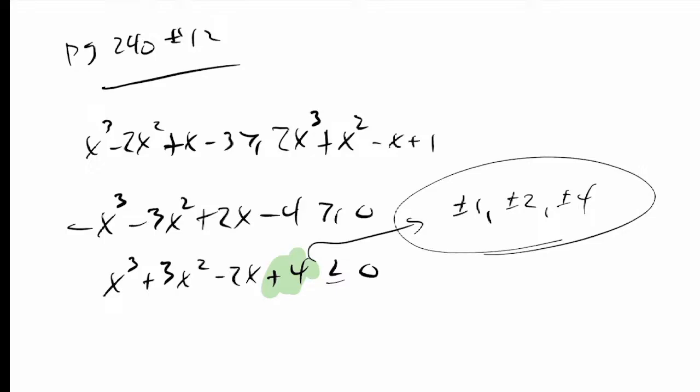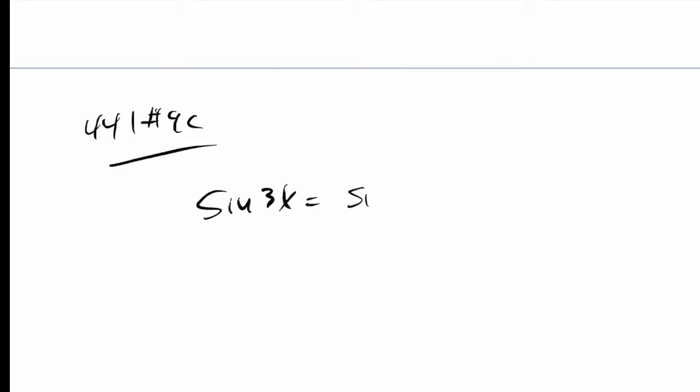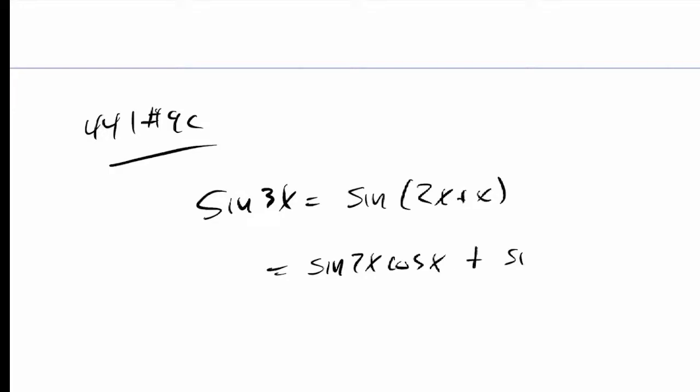Oh, you know what, Ali? For 441 9C, the only thing you have to do here is just break up the sine of 3x. Write it as the sine of 2x plus x, and then go ahead and use your formula. So, sine 2x cos x plus sine x cos 2x.